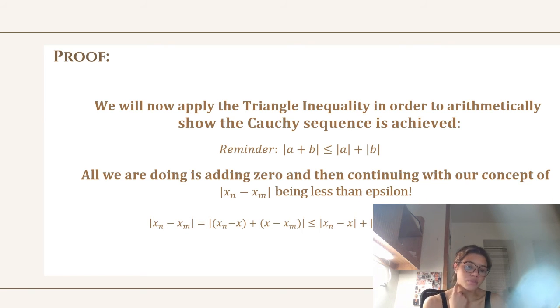I'll have the absolute value of x_n minus x_m equaling the absolute value of x_n minus x plus x minus x_m, being less than or equal to the absolute value of x_n minus x plus the absolute value of x_m minus x, being less than epsilon plus epsilon, equaling 2 epsilon. And again, like I said earlier, 2 epsilon still means that we have |x_n - x_m| being less than epsilon. It just so happens that we end up with 2 epsilon, while Bartle's proof uses epsilon over 2 for his original epsilon and ends up with the final value being epsilon.